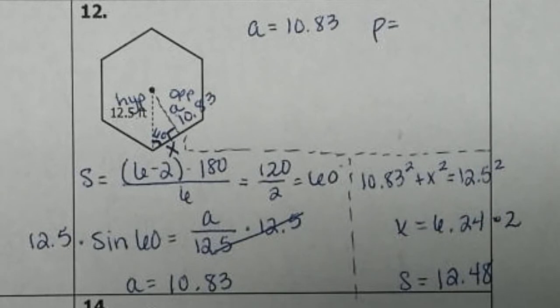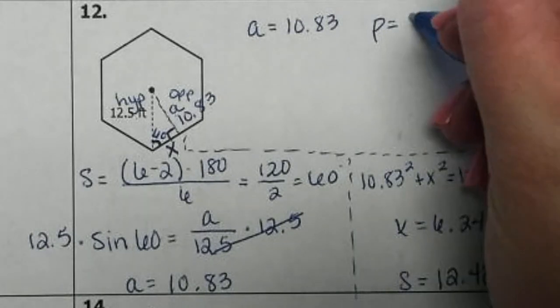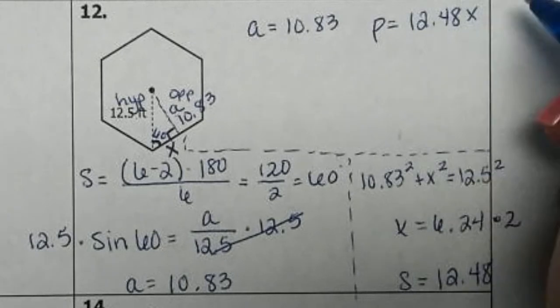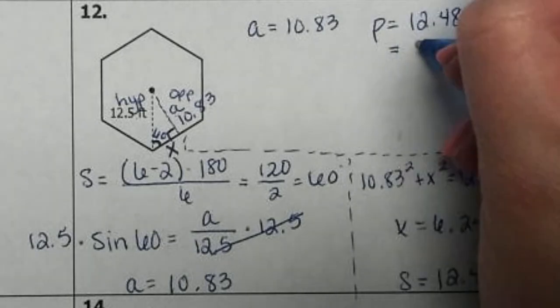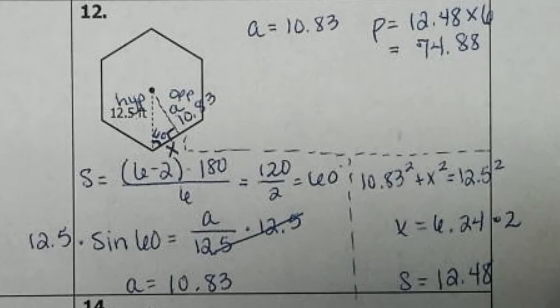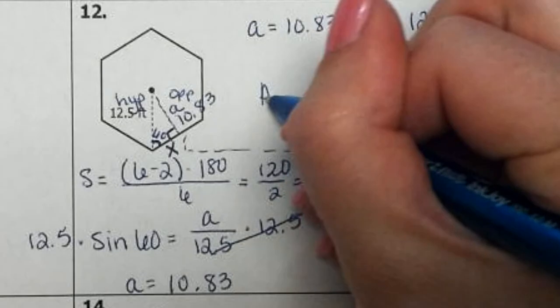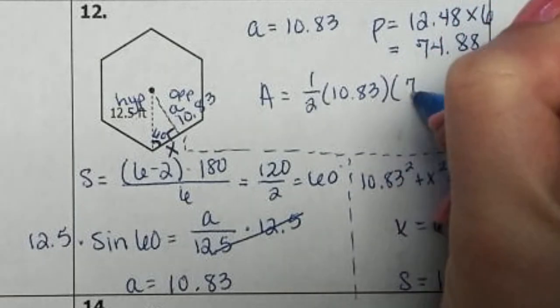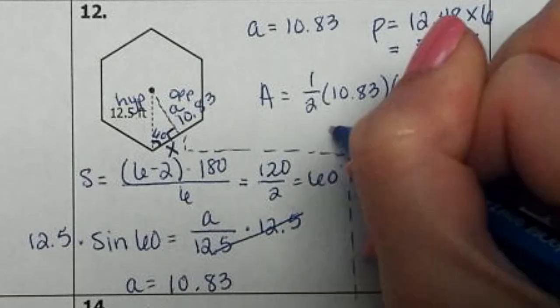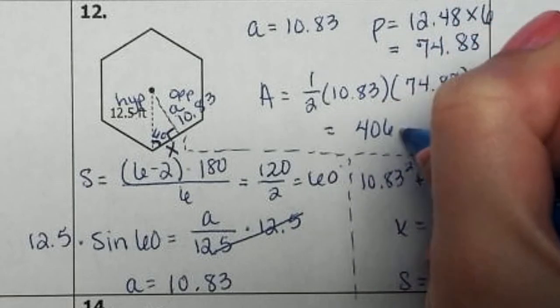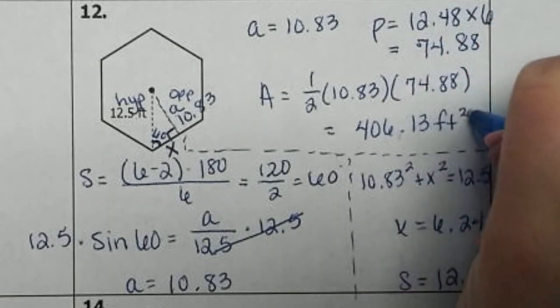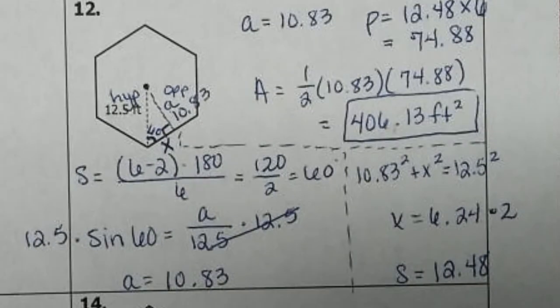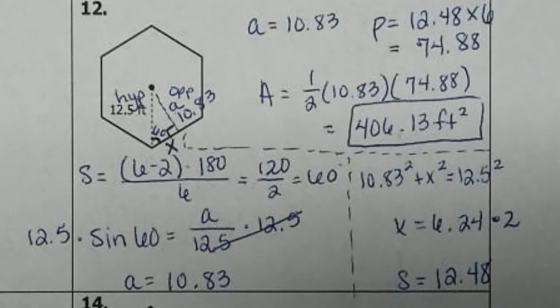We're so close to being done. Don't give up yet. So my side is 12.48. To get the perimeter, I've got to multiply it by 6, which is 74.88. Okay, so area, last thing, 1/2 times that apothem times that perimeter, which is going to give me 406.13 feet squared. Okay, give you a second. I want to make sure that you have that written.